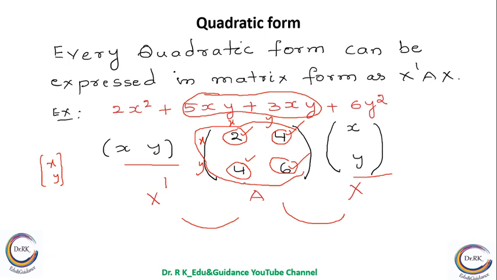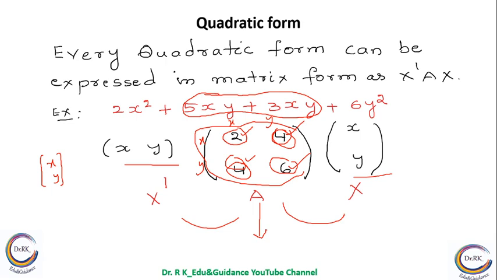And if you see here, while forming the matrix A, what we have done is divide the 8xy in half, 4xy here and 4xy here. So when we do like this, it is nothing but a symmetric matrix. So the observation or conclusion is that when we write a quadratic form in matrix form, the matrix we get is always a symmetric matrix. Symmetric matrix we know: A transpose equal to A.